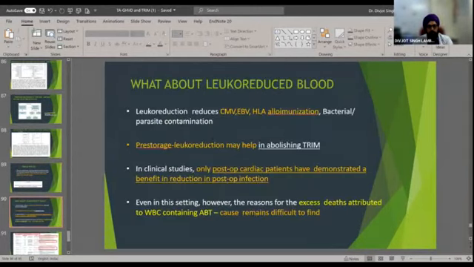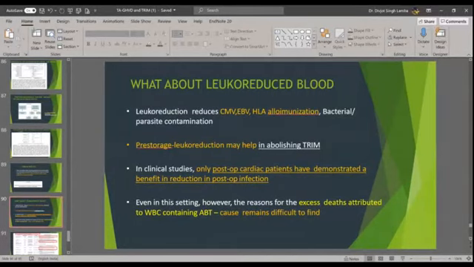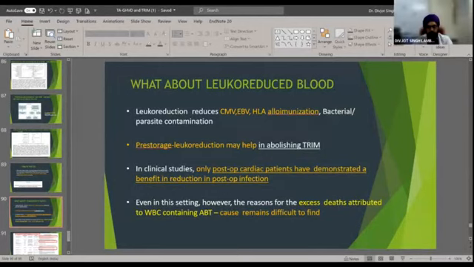And what about the leukoreduced blood? So leukoreduction would help in CMV reduction, Epstein-Barr virus reduction, HLA immunization prevention, and bacterial and parasite contamination prevention.